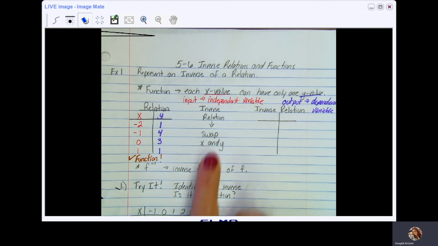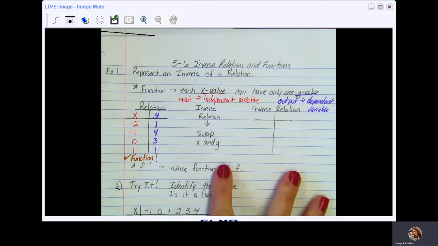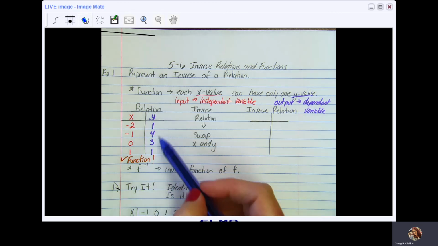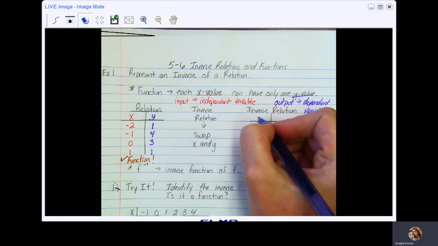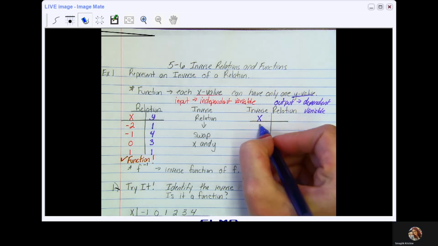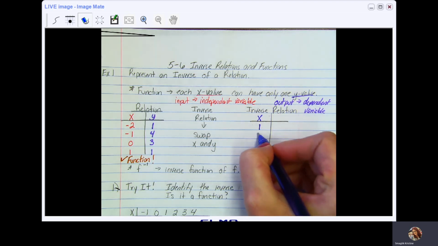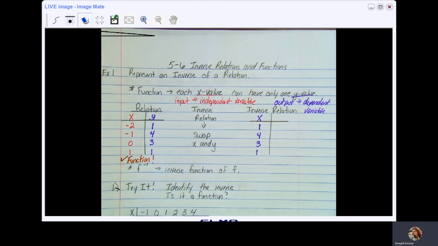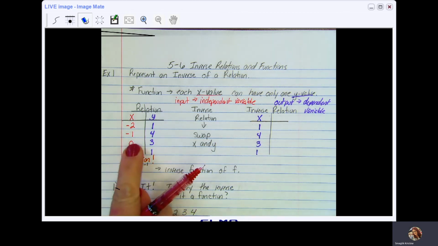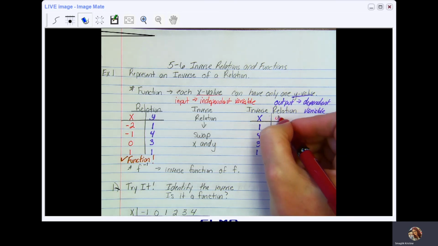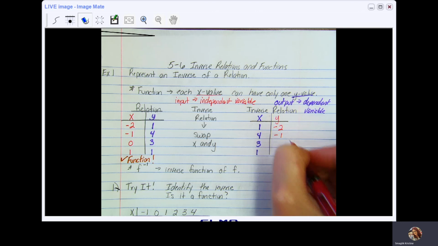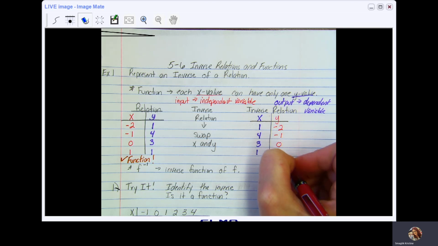Now, if we're going to look at an inverse relation, what we're going to do is swap x and y. That means now all of my y values become my x values. So I would have 1, 4, 3, 1. And now my x values become the y values. So we have -2, -1, 0, 1.